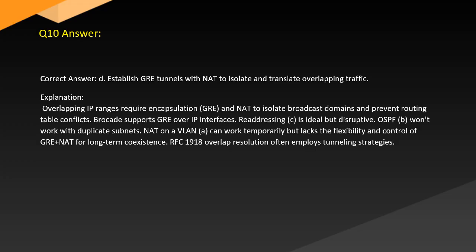Readdressing, C, is ideal but disruptive. OSPF, B, won't work with duplicate subnets. NAT on VLAN A can work temporarily, but lacks the flexibility and control of GRE plus NAT for long-term coexistence. RFC 1918 overlap resolution often employs tunneling strategies.